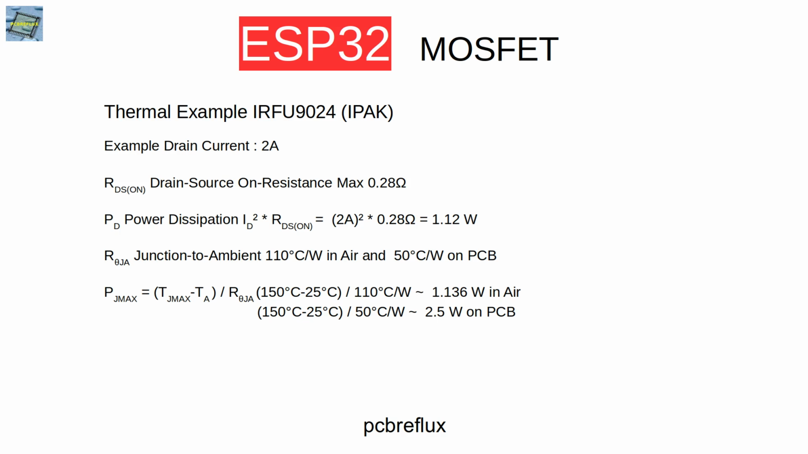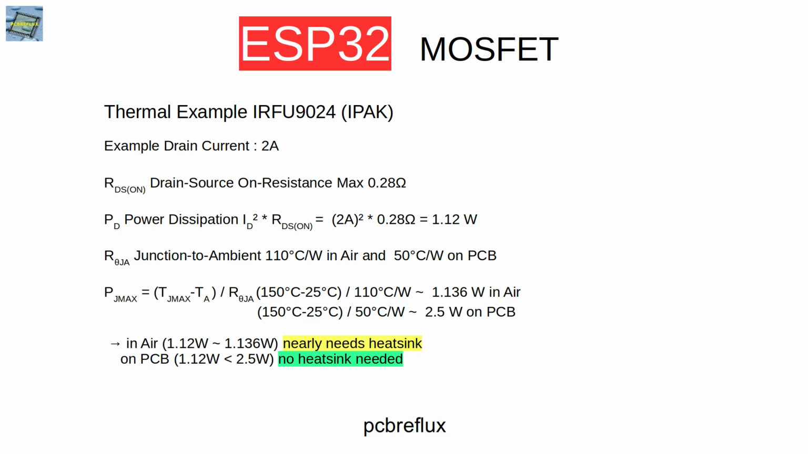So we get a maximum without a heat sink of 1.136 watts in air and 2.5 watts on PCB mount. So in conclusion we can say in air we roughly need a heat sink, and if we mount this on a PCB we don't need a heat sink.